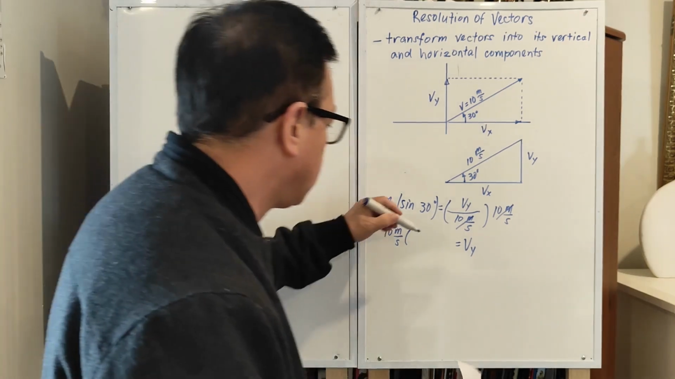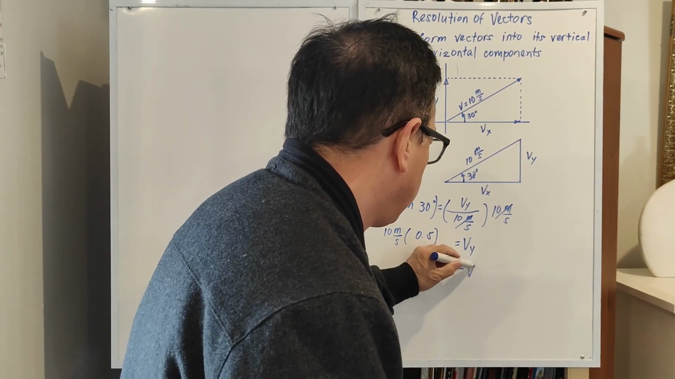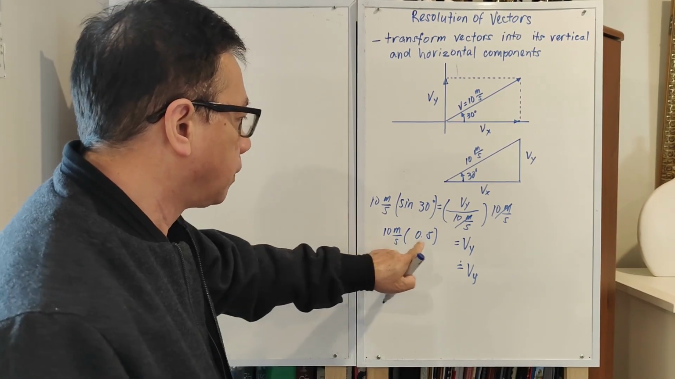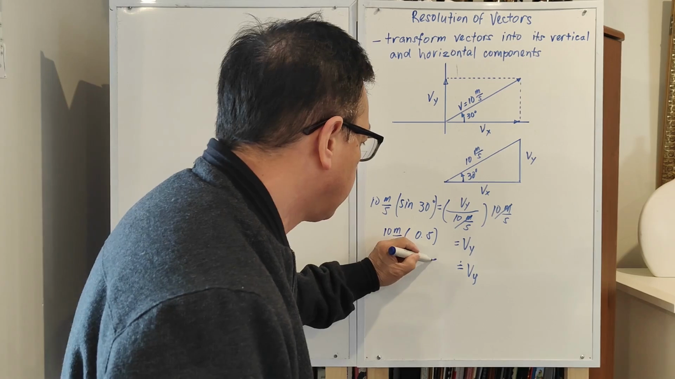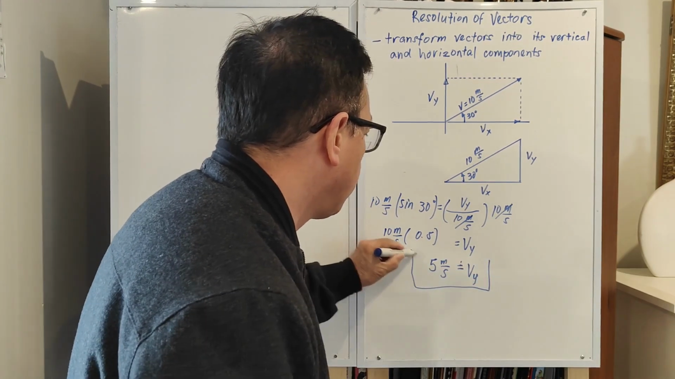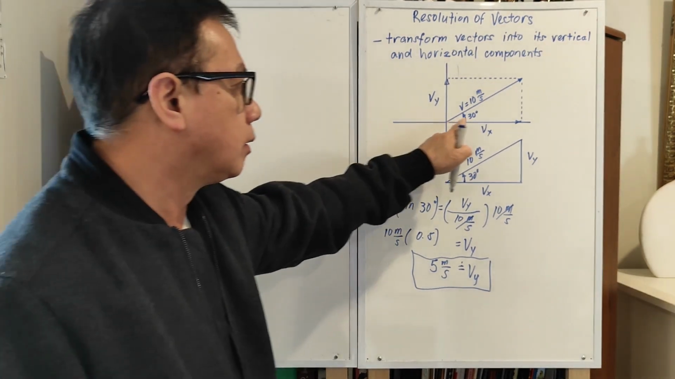Sine of 30 is 0.5. So Vy is equal to 10 meters per second times 0.5, which is 5 meters per second. So this is your vertical component. Now we solve for the horizontal component.